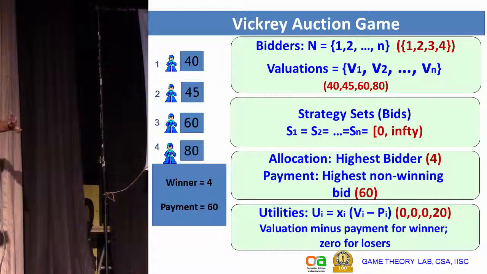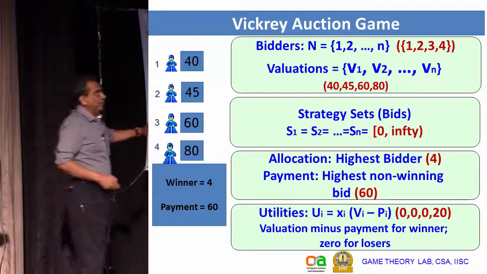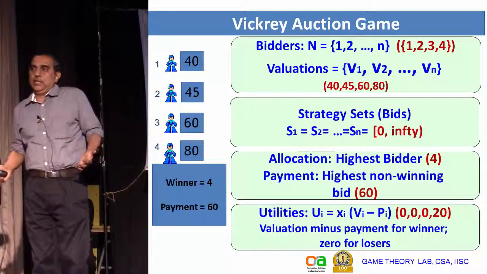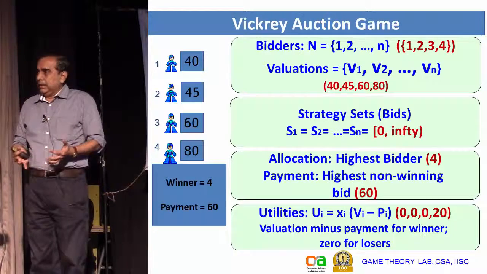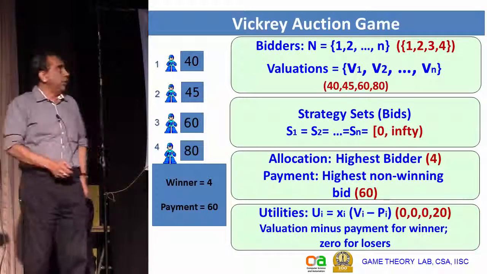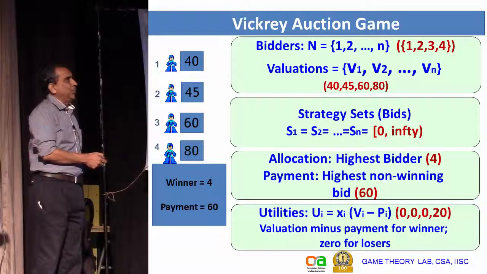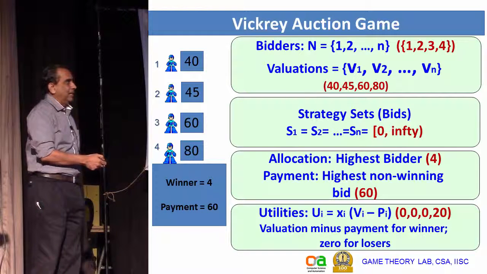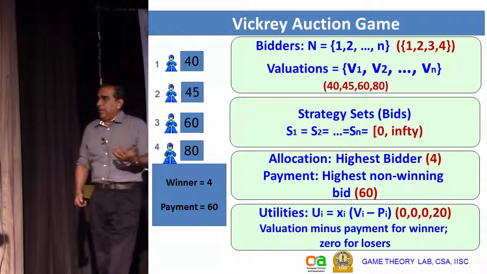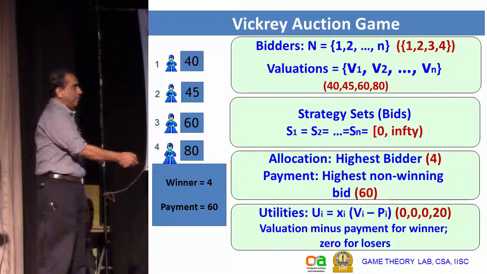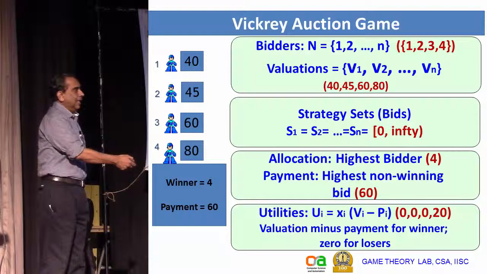So in the interest of time, let me not go through this proof. Now, this slide tells you how you can formulate the Vickrey auction as a strategic form game. It has the bidders, so the players will be 1 to n. In this case, there are 4 players, and all of them have valuations: 40, 45, 60, and 80. They also have strategies. What are the strategies here? The bids that they are going to place on this item are going to be the strategies. So you have S1, S2, and so on until Sn.